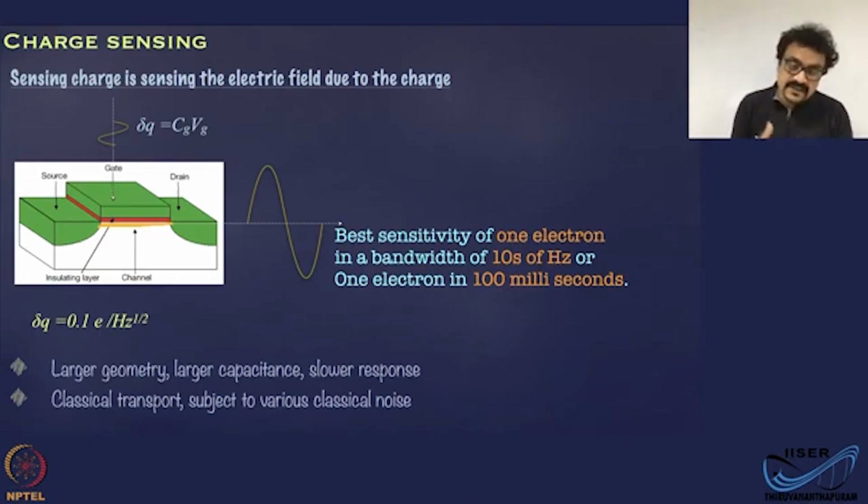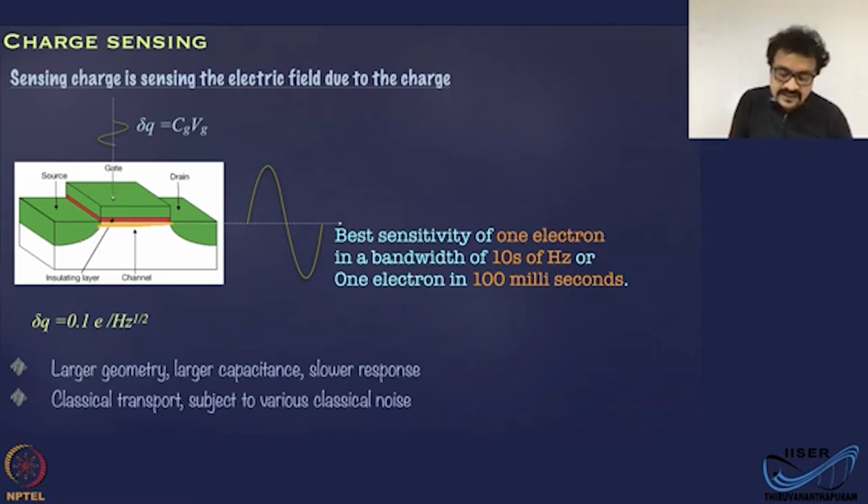And these are large systems obeying classical laws of physics, and bandwidth is kind of limited. You can get hundreds of milliseconds is what you could sense, generally, and the typical sensitivity is 0.1 electron per root hertz. What that means is 1 electron you can sense in 100 millisecond time scale.